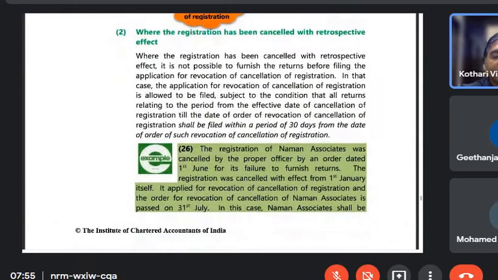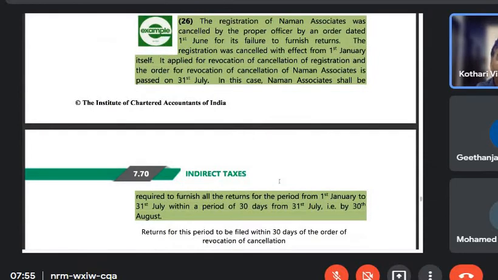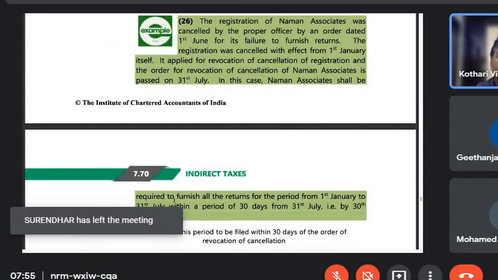So, date of registration cancellation. The registration of Naman Associate was cancelled by the proper officer by an order dated 1st June for its failure to furnish the returns. The registration was cancelled with effect from 1st January itself. It applied for revocation of cancellation, and the order of revocation of cancellation of Naman was passed on 31st July. In this case, Naman Associate shall furnish all the returns for the period 1st January to 31st July within a period of 30 days from 31st July.